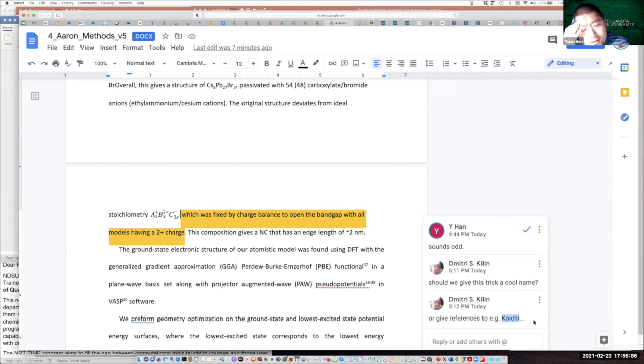I have another question. For the model, the lead is 2+, right? Bromine is minus. Cesium is 1+. So the overall charge should be +8. But I guess from your explanation, maybe some elements are just radicals instead of charged species. Or it's just a stoichiometry problem.